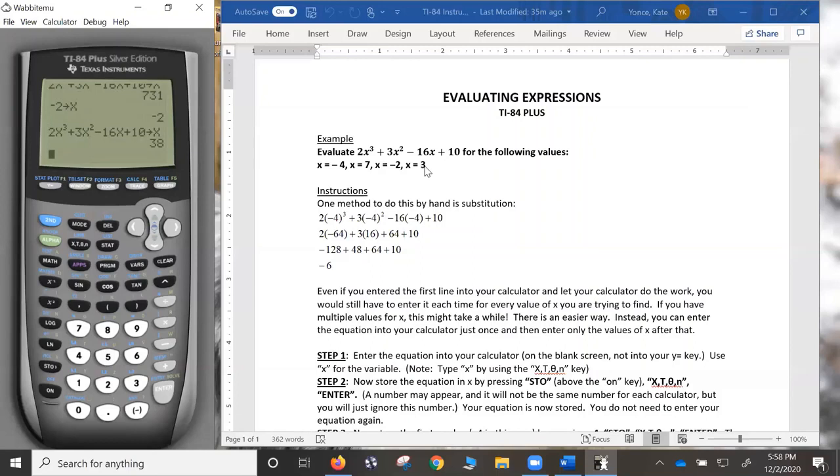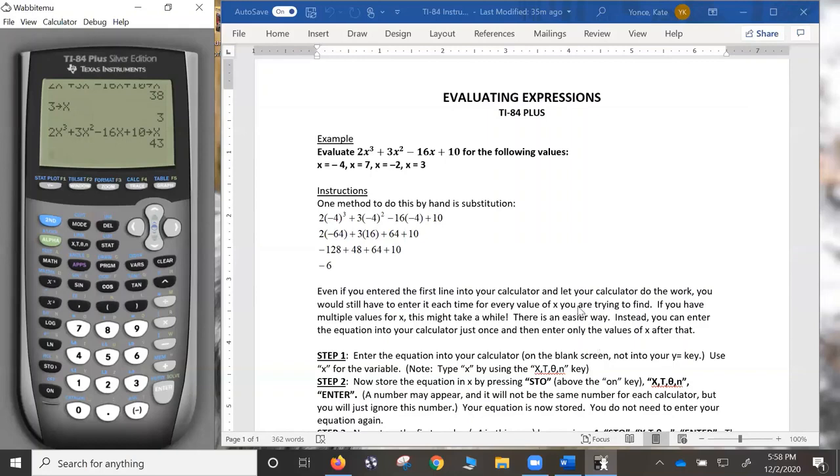And then the last one is 3. So I'm going to store 3. 3, store x, enter, second, enter, second, enter, enter. And my answer is 43.